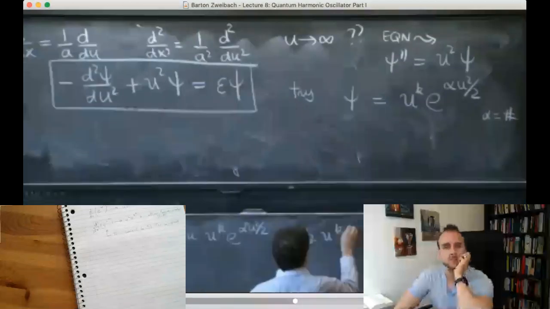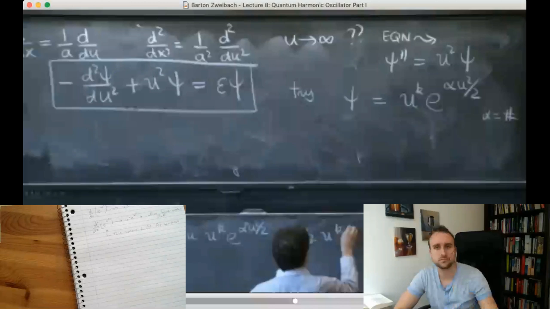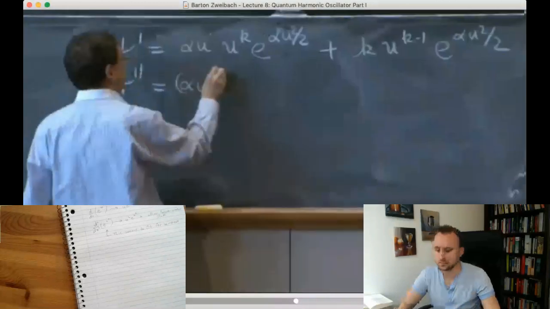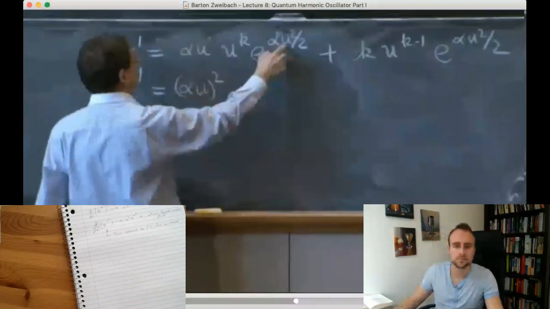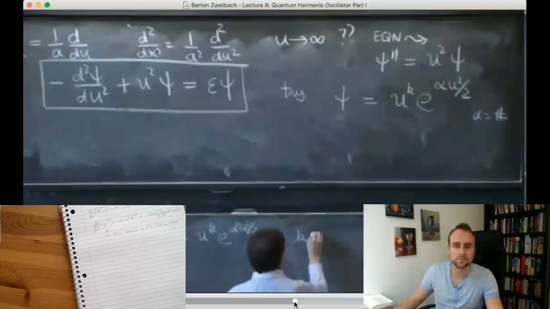If you take a second derivative, well, I can differentiate the exponential again, so I will get now squared. Because each term, so you get k, u to the k minus the second derivative.